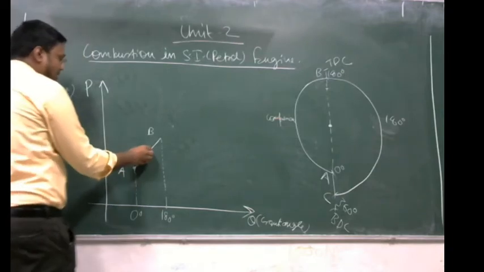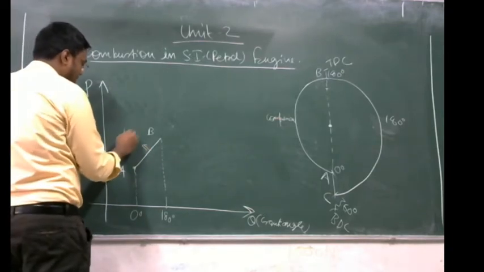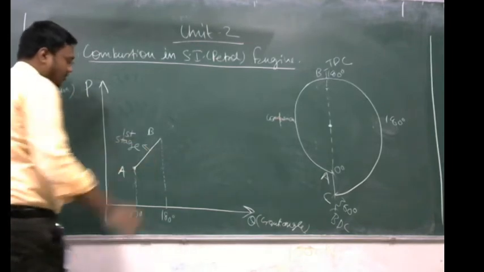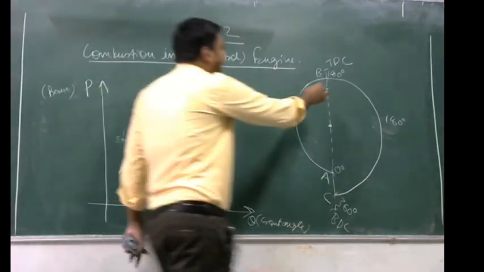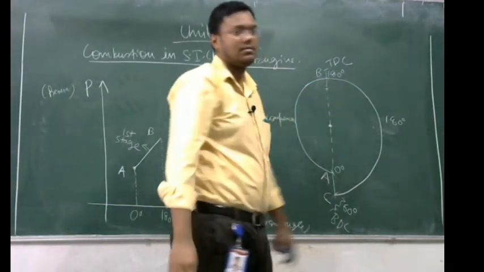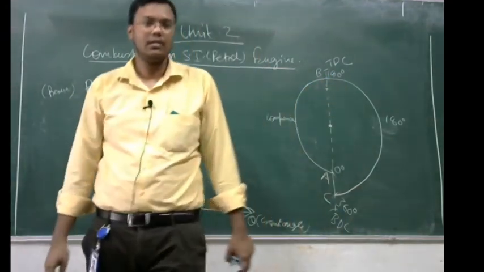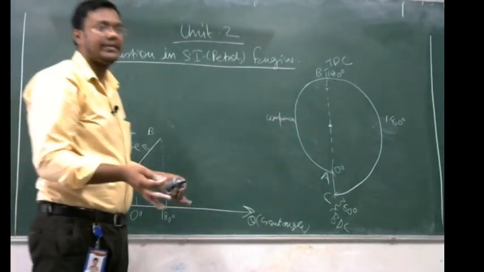This is the first stage of combustion. Now when we reach point B, at point B combustion takes place. Combustion of the compressed air fuel mixture takes place.